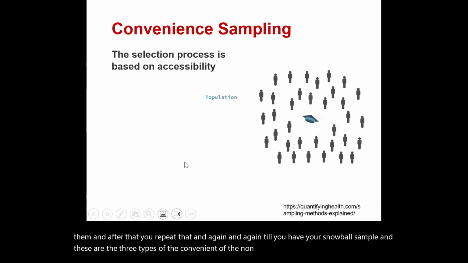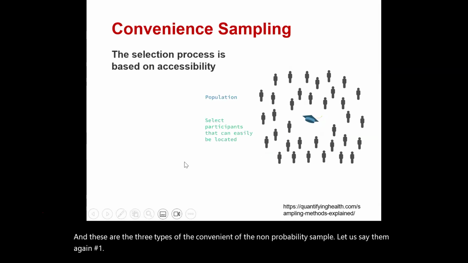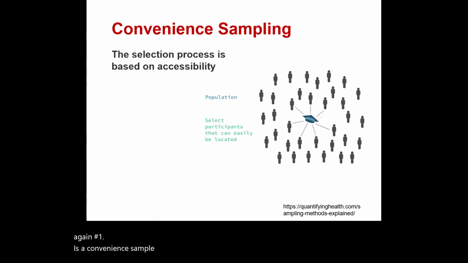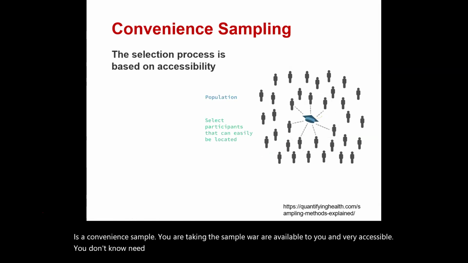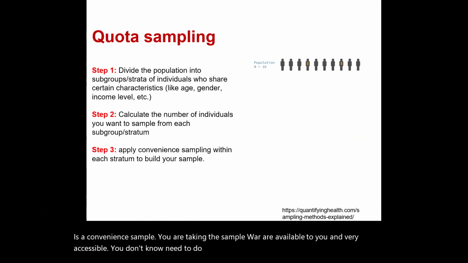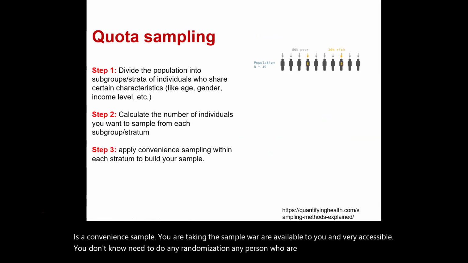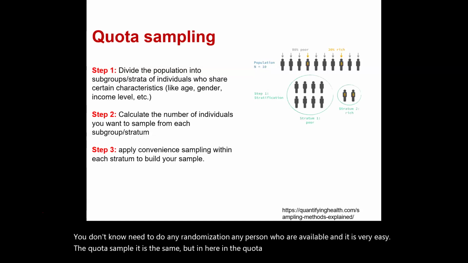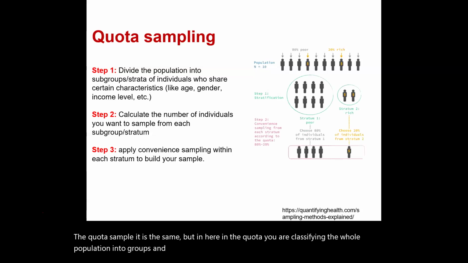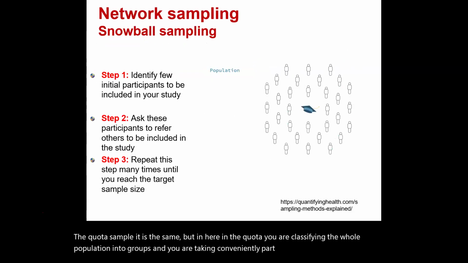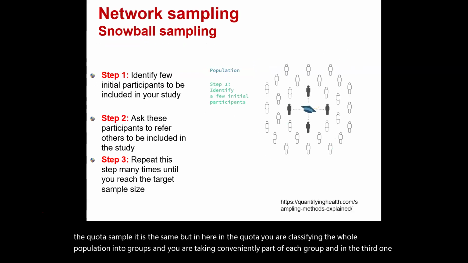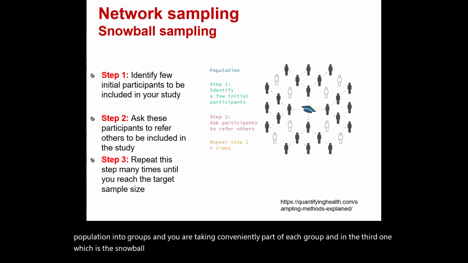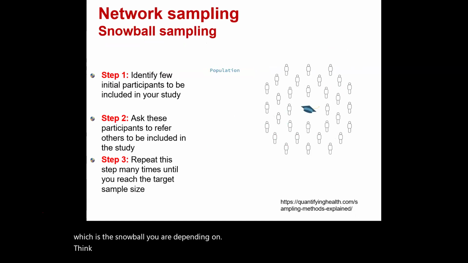Let us say them again. Number 1 is the convenient sample. You are taking the sample who are available to you and very accessible. You don't need to do any randomization. Any person who is available, and it is very easy. The quota sample is the same, but here in the quota, you are classifying the whole population into groups, and you are taking conveniently part of each group. And in the third one, which is the snowball, you are depending on the participants themselves to complete your sample.